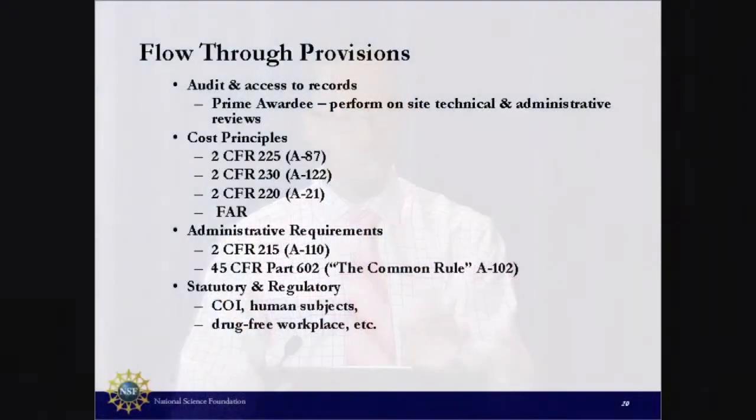And I was just mentioning the flow down provisions. These are all the things that you as awardees are responsible for. The cost principles that everyone under here goes under is 2 CFR 220, which is the old A-21, and that's basically the cost principles that tell you what's allowable and unallowable. So the conflict of interest, drug-free workplace, human subjects, all the things that David has already spoken about, these are all the things that the subaward is now responsible for as well.